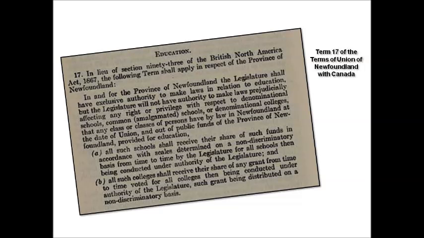Here's what the original Term 17 looked like in 1949. You can see, right? So it basically says, here we go, we're looking at Section 93, the BNA Act. In the province of Newfoundland, the legislature shall have exclusive authority to make laws in education. Very similar to the other stuff, right? But then it goes, anything that we enter into is not going to screw around with any right or privilege with respect to denominational schools, the amalgamated schools, denominational colleges, all that stuff. And they'll all receive their funds. And it's all, they put the words non-discriminatory basis down there.